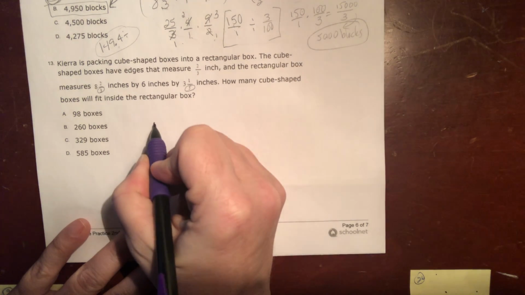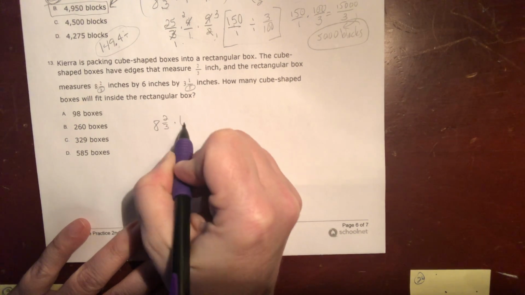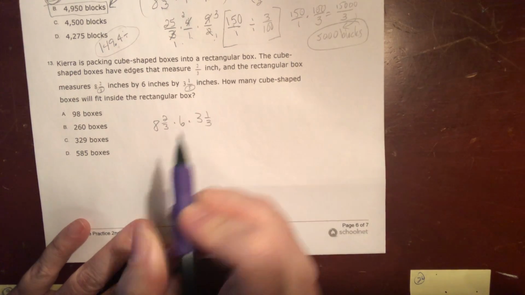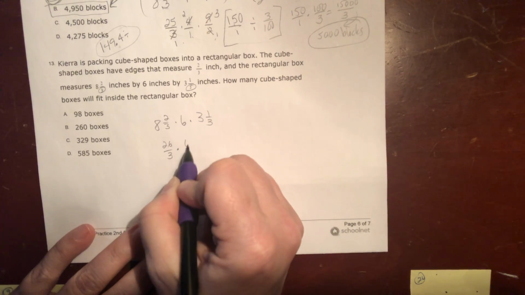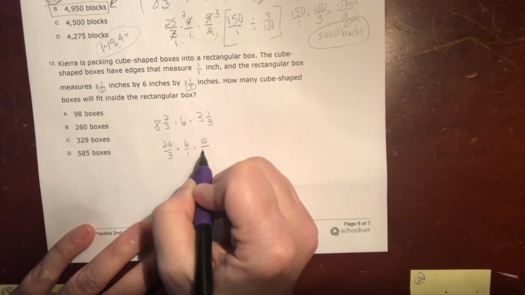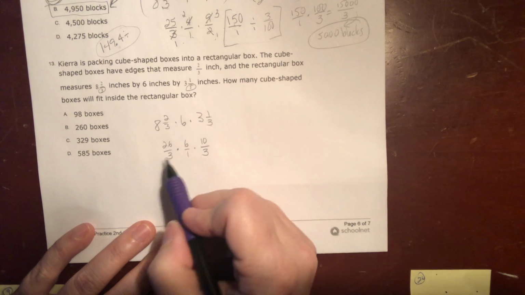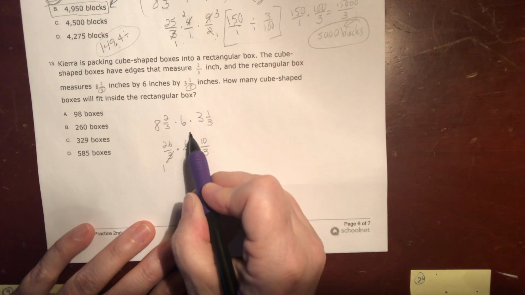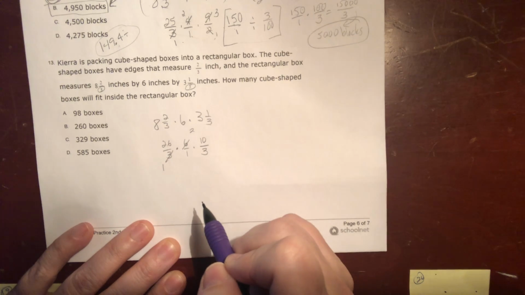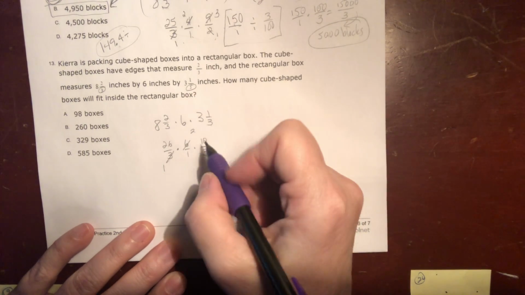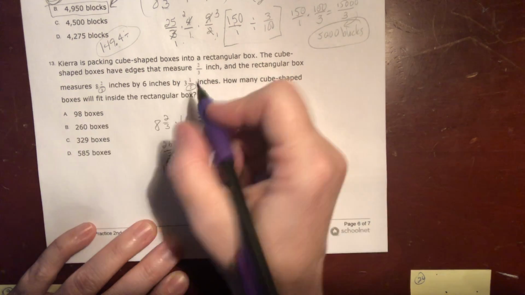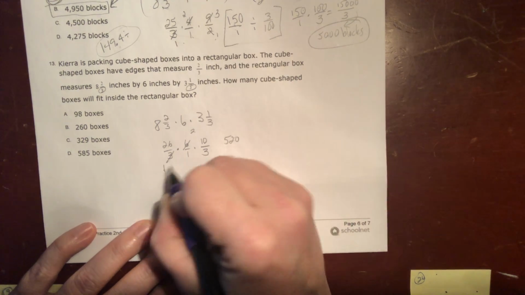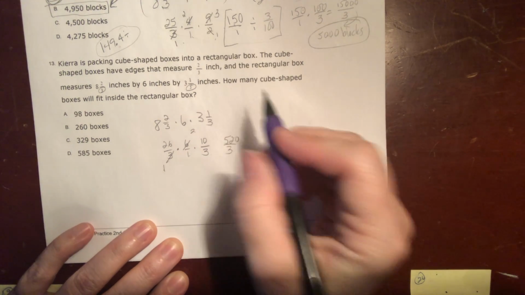So the first thing we have to do is 8 2/3 times 6 times 3 1/3. So 24 plus 2 is 26 thirds times 6 over 1 times 10 over 3. 3 times 3 is 9 plus 1, 10. Okay, so we can do this. And that looks like about it. So we've got 26 times 2 times 10. It's 520. 1 times 1 times 3 is 3. And let's just leave it like that for right now.